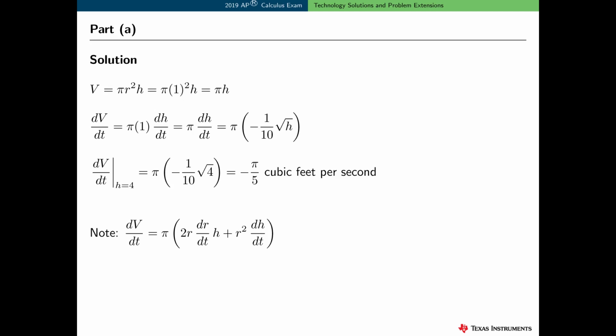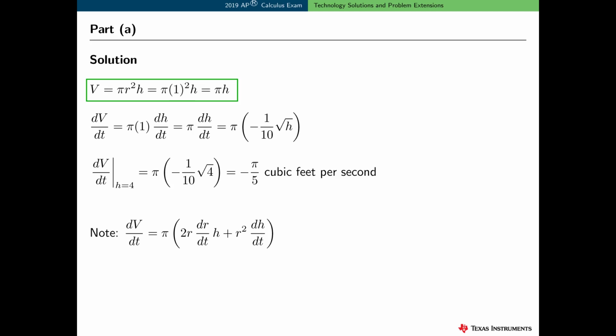In Part A, we need to find the rate of change of the volume of water in the barrel with respect to time when the height of the water is 4 feet. Now, translated into mathematics, that means we need to find the value of dV/dt when h is equal to 4. Now, I think the most efficient way to solve this problem is to start with the expression for the volume of a cylinder with radius r and height h. We know that the radius is a constant, 1. Be careful, the diameter is 2, but the radius is 1 here.